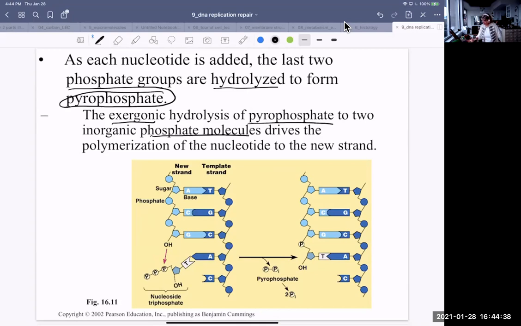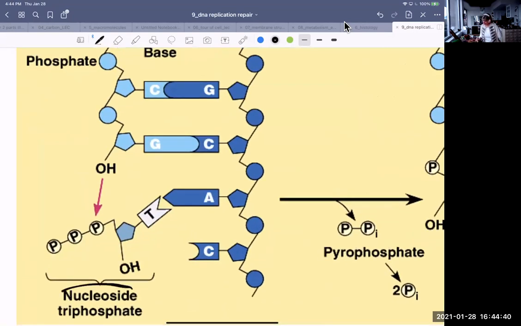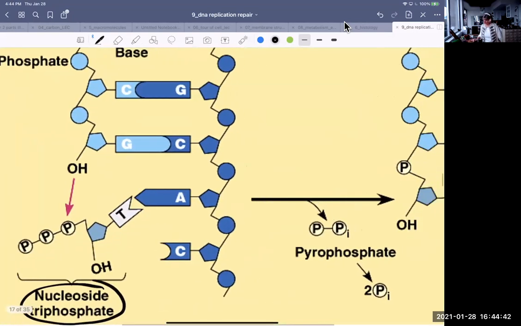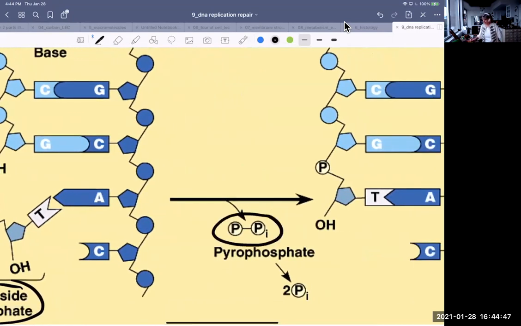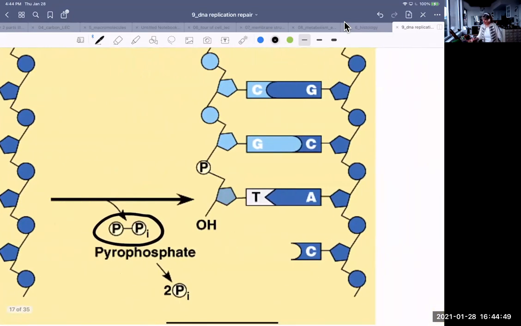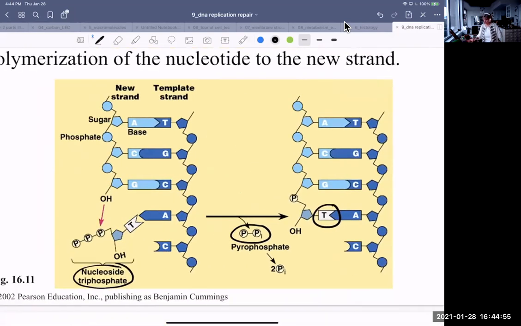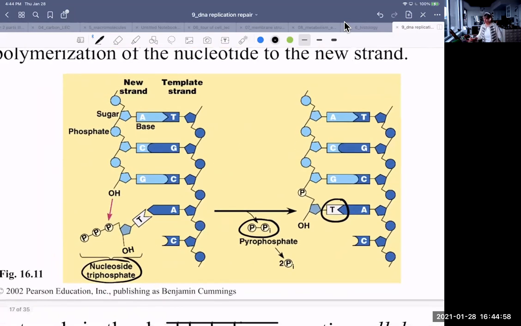So here's your nucleoside triphosphate. It hydrolyzes. Here's your pyrophosphate. And when it does that, the new nucleotide is added. A new bond occurs.